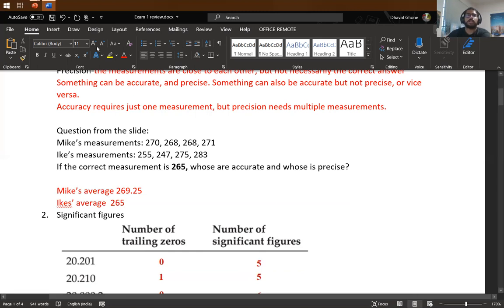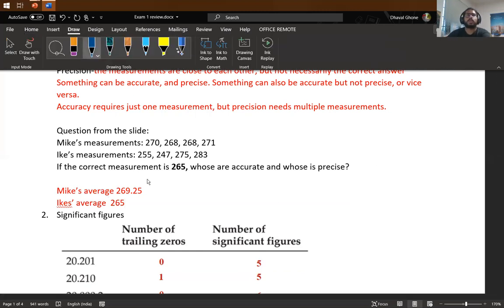So from this you can see, I'm going to start drawing on this, you can see that Ike's number was exactly the right answer. Okay, so I'm going to say that Ike is accurate because his number was exactly the right number. On the other hand, Mike's average was not the right number, it's off by a bit.